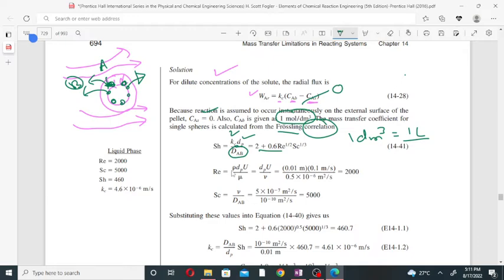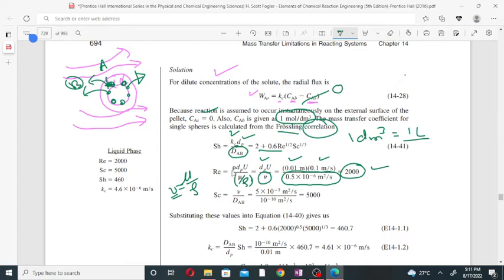Now we know that viscosity divided by density is equal to the kinematic viscosity. So if we divide by density, we get the kinematic viscosity, and this is the diameter of the particle. The diameter of the particle is given to us as 1 centimeter, and this is the velocity of the liquid. The kinematic viscosity value is given to us as 0.5 centistokes, which is this value in meter square per second. So the Reynolds number comes out to be 2000.